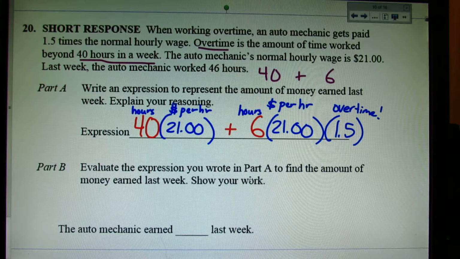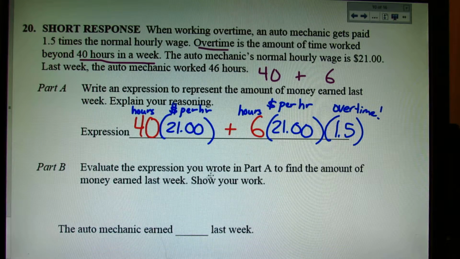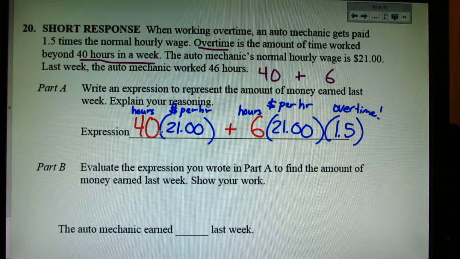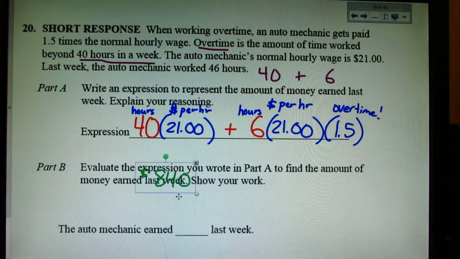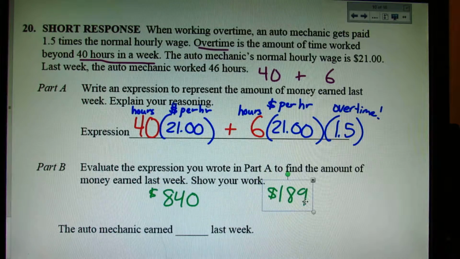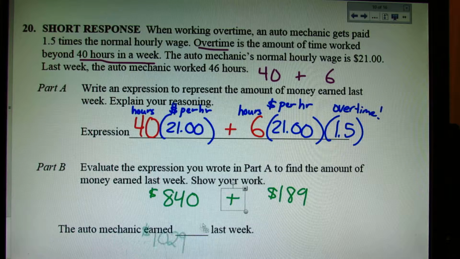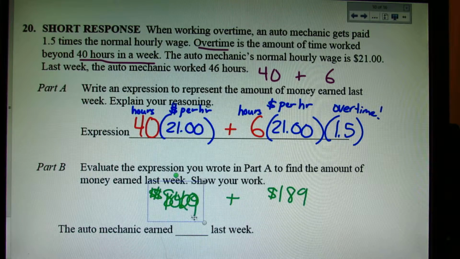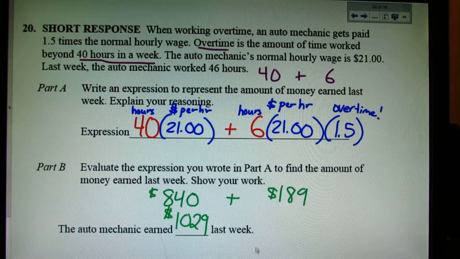Second part says evaluate this expression. Evaluate, again, find the value of. All right, so just this part, 40 times $21, that's going to get me $840. Plus 6 times $21 times 1.5 for my time and a half. And I'm just going to add those two up. Final answer, $1,029. Earned a lot of money last week.